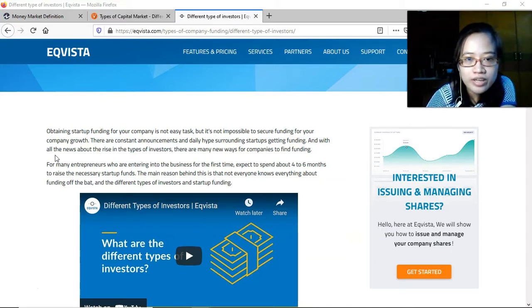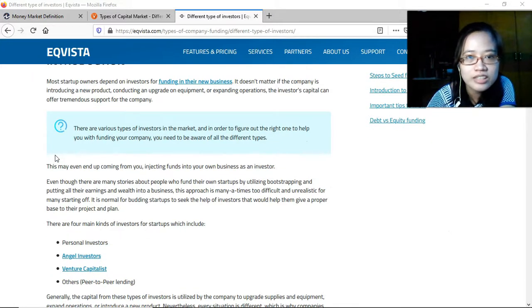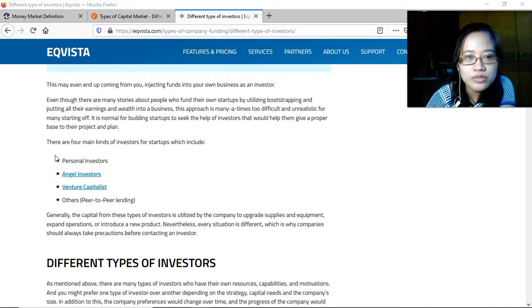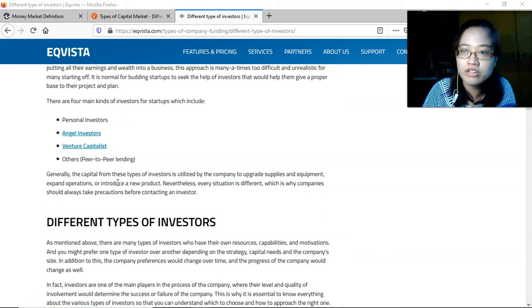So here we have the introduction, right? Okay, so there are four main kinds of investors for startups, which include personal investors, angel investors, venture capitalists, and then you have others, peer-to-peer lending. Although currently, I'm sure you've heard of it, crowdfunding.